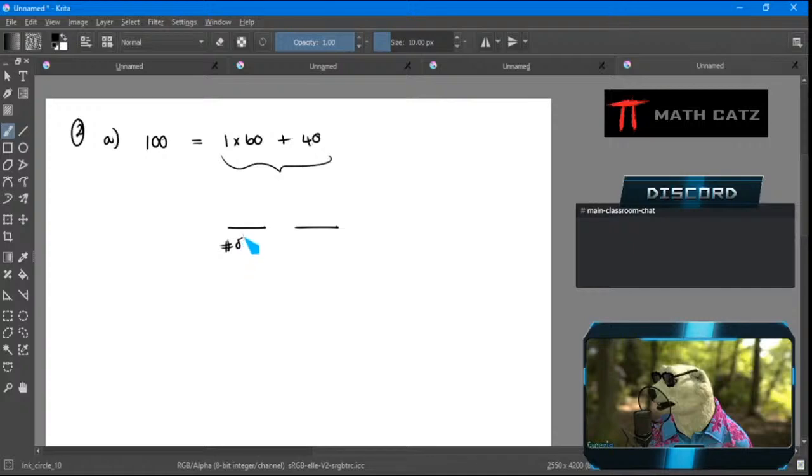The left place is going to count the number of 60s. That was supposed to be an S. 60s. The next place is going to count the number of ones. I have one group of 60, 40 ones. Maybe I want to help myself like this. Sort of that transition to Babylonian places, but I'm not going to worry about the symbols just yet.